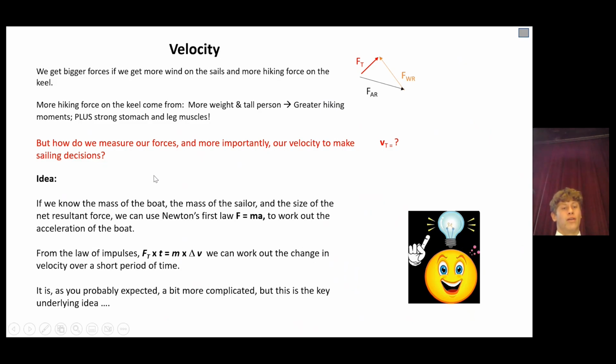But how do we measure forces and, more importantly, our velocity to make sailing decisions? Well, the key idea is, if we know the mass of the boat, the mass of the sailor, and the size of a net resultant force, we can use Newton's second law, F = ma, to work out the acceleration of the boat. From this, we can also use the law of impulses, F times t = m delta v. I'm sure many of you have heard of these two equations before. Our physics teachers have taught us this very well. It would be a bit concerning otherwise, because it's very important for our exams.